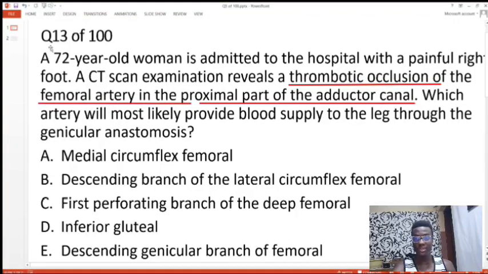So going by everything we've discussed all along, it is safe to say the correct answer to this question is the descending branch of the lateral circumflex femoral artery. And I want to believe we are all cleared on that and we understand why the others are wrong.